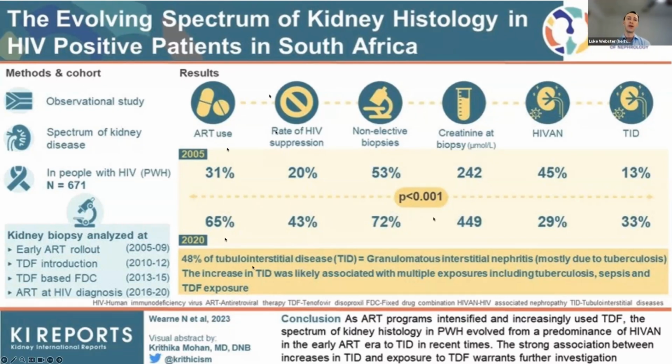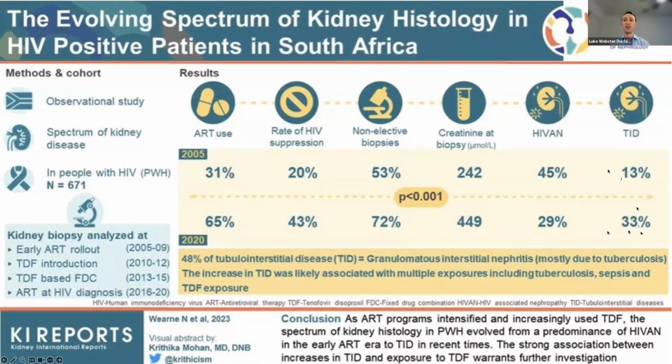But you can see the rates of antiretroviral therapy use are only 65% in 2020. The rate of HIV suppression improved from 20% to 43%. They were doing biopsies at much higher creatinine, and I apologize, this is not in US units, but we're not going to dive into the stage too much. Just know that they were doing biopsies later as time went on. HIVAN did decrease from 45% down to 29%. And then interestingly, tubular interstitial disease became much more prominent, about 33% of patients.